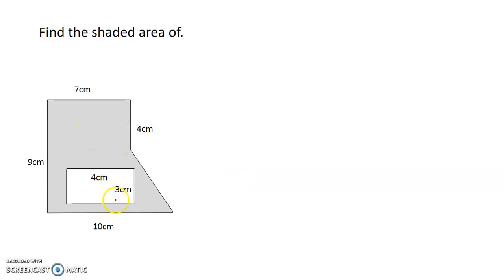Okay, so here we're working with composite shapes. They're composite shapes because they're made up of a composite of the other shapes we already know how to find the area of. So what you need to do is be able to split this into shapes that you can find the area of.